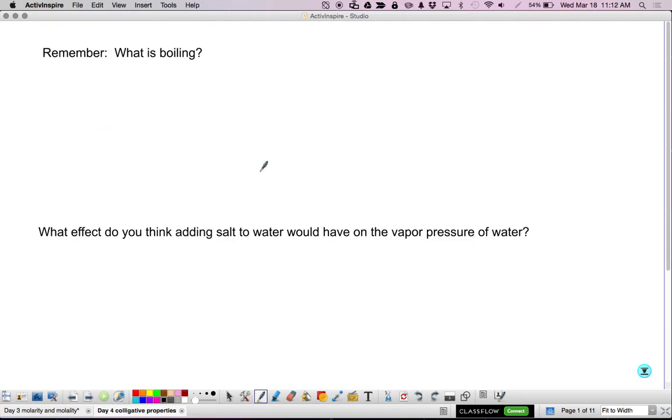So the boiling point of a substance is the point where the vapor pressure equals atmospheric pressure. Okay, so we're talking mostly about volatile compounds here.